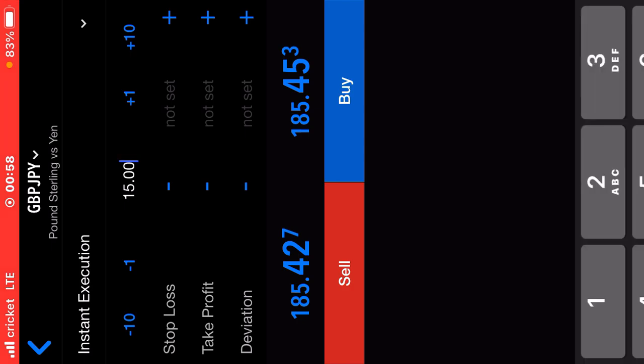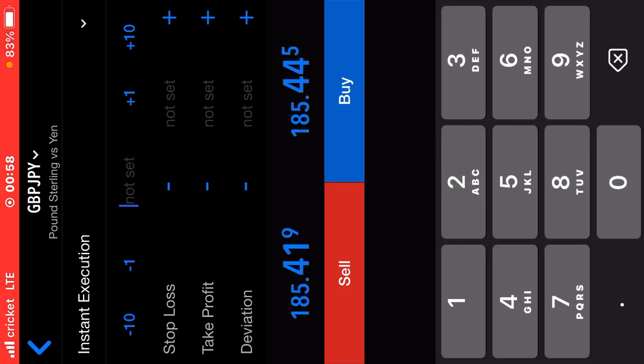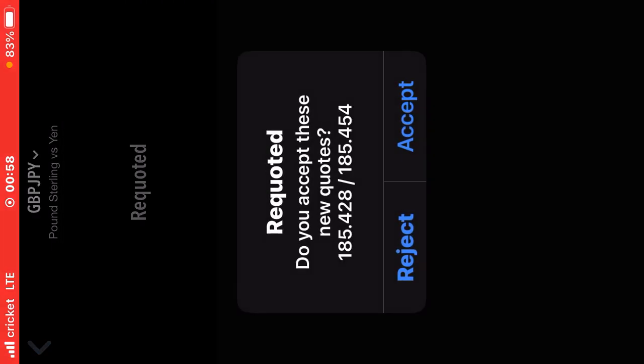Let me see if I can put another trade on. Go up, I just hit the plus button at the top right. See if I can put on 3 more. Yeah, so it allowed me 3 more, so that's 18 altogether.